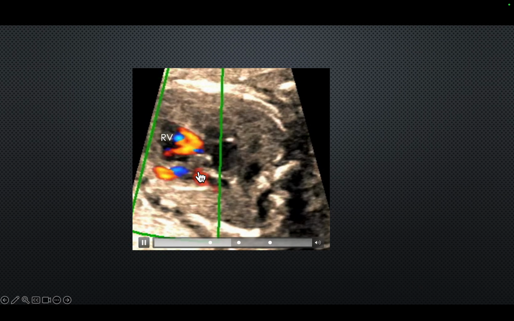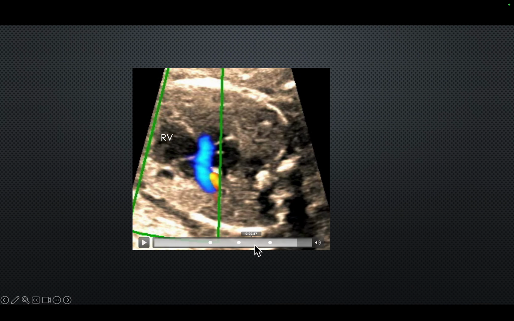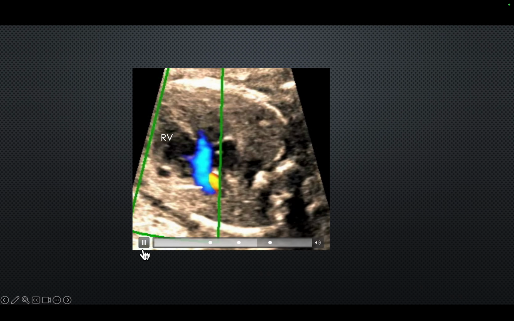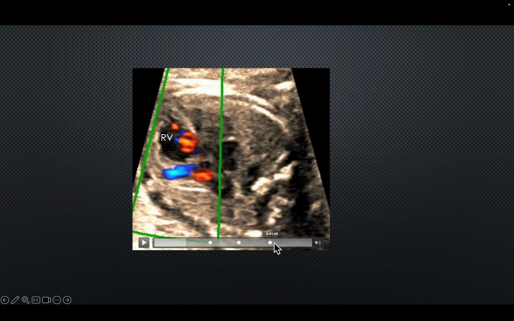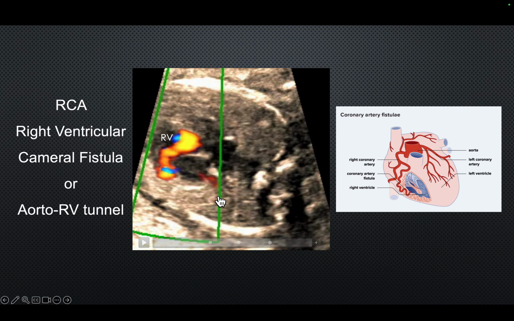the artery is opening into the right ventricle, and if I can show you, this is where it is opening and draining. And again I'm going to show you, stop here, and then this is what I showed. This is the right ventricle. So this was a patient of a right coronary artery cameral RV cameral fistula, or we have a similar kind of case reports in the literature, which is aorto RV tunnel.